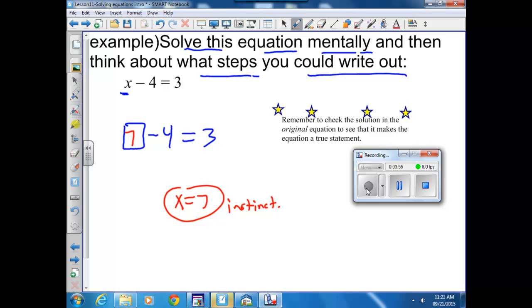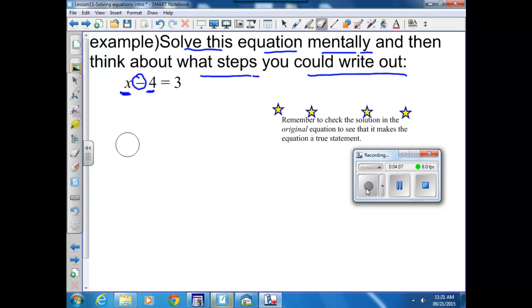Okay? So let me ask you this. It's all about connections. How is X connected with 4? By subtraction, right? But what's the opposite operation of subtraction? Addition. So to undo subtraction, you're going to add. But whatever you add to one side, you got to add to the other side of the equation. Then you will have X equals 3 plus 4, which is 7.